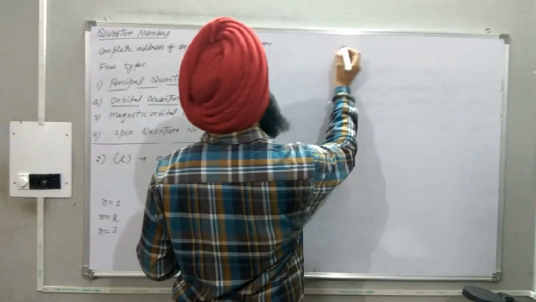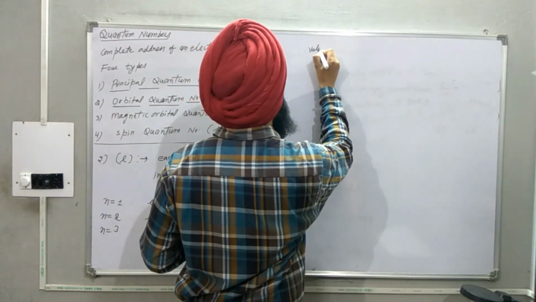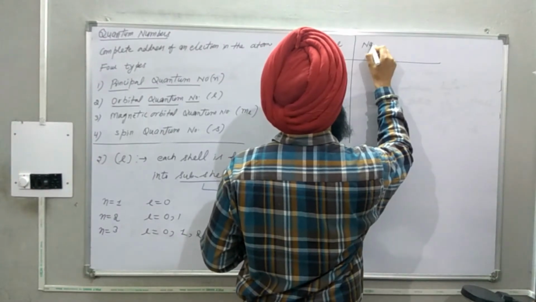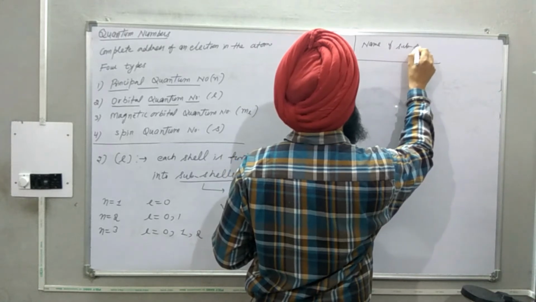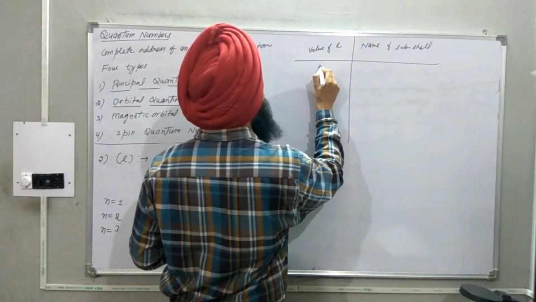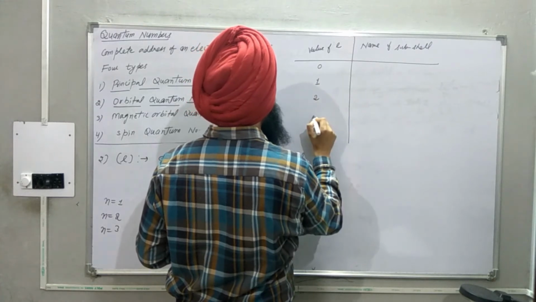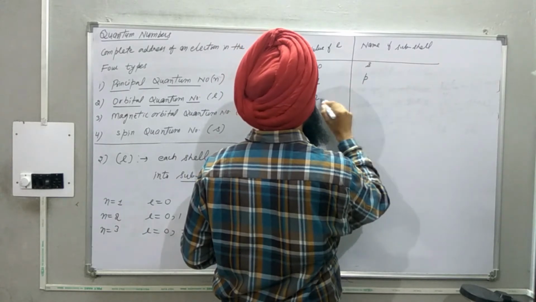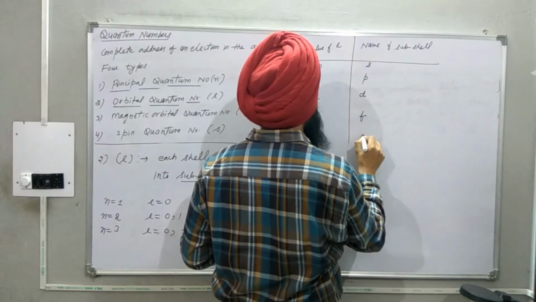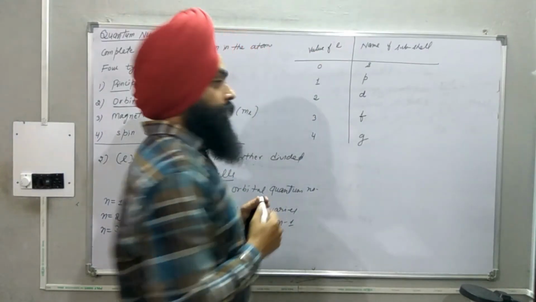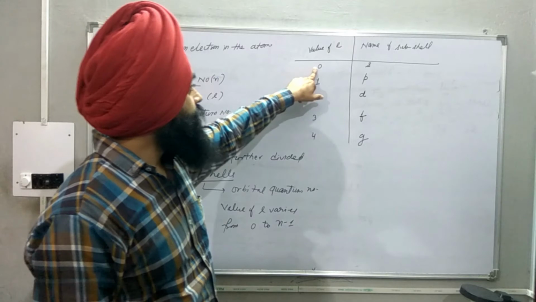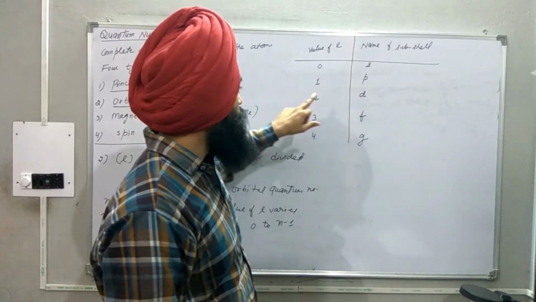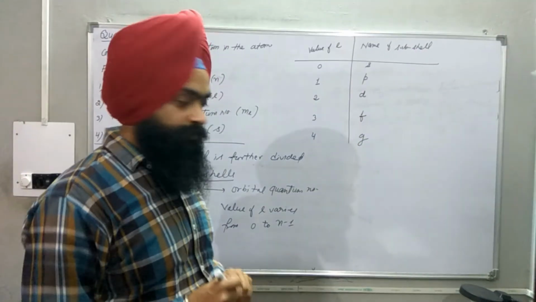and these l values are further given some names of these subshells. I can make the table here. Value of l, name of subshell: 0, 1, 2, 3, 4, and for these we have s, p, d, f, g. Value of l is 0, it is called s subshell. Value of l is 1, it is called p subshell. Value of l is 2, it is called d subshell.